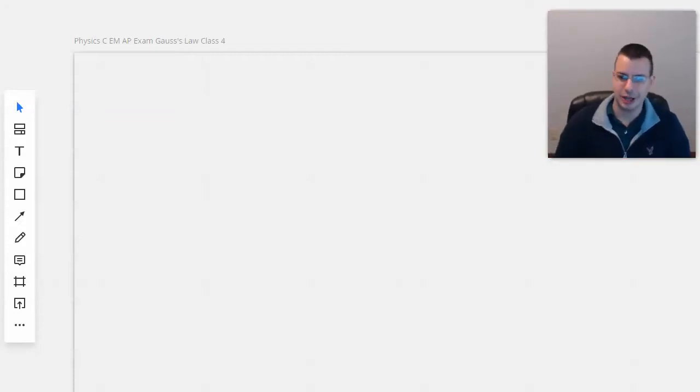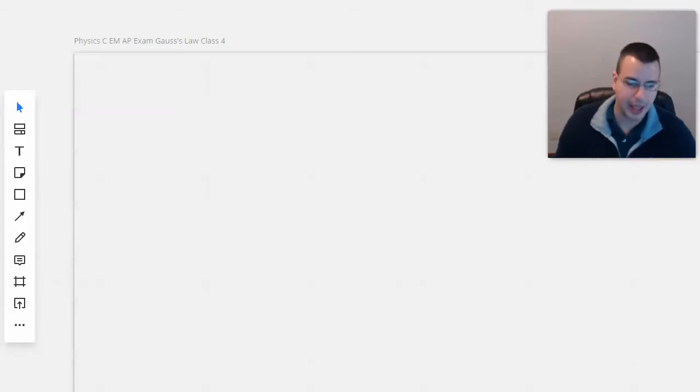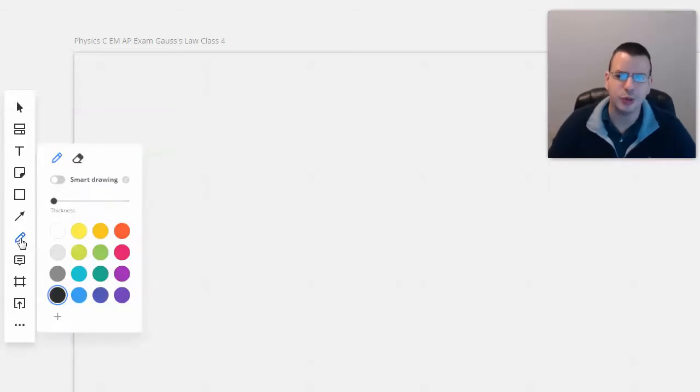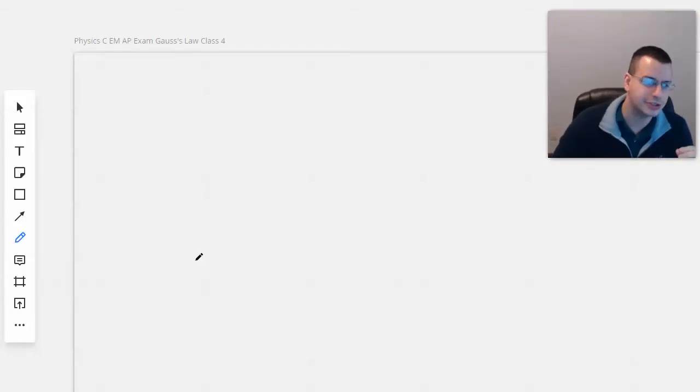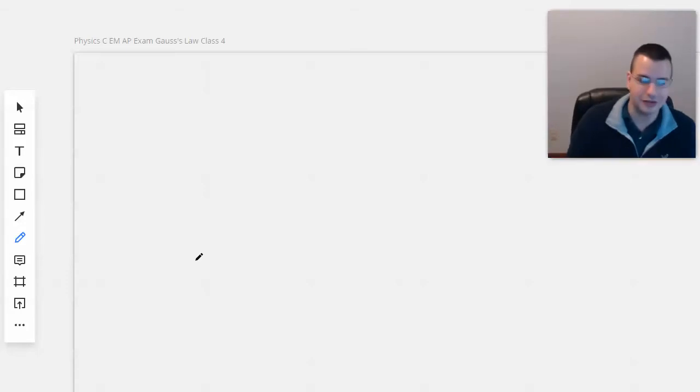Let's talk about Gauss's law. I've mentioned it a few times already, and I really didn't learn it as well as I should have when I first took physics. But in hindsight, I really should have, and it's not that bad. So you're going to see an equation for Gauss's law, probably something along these lines.